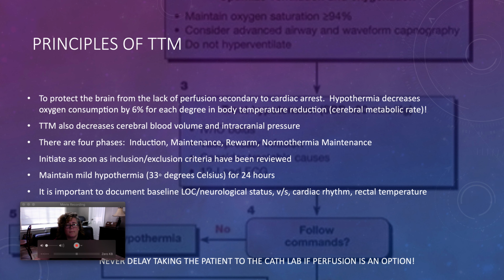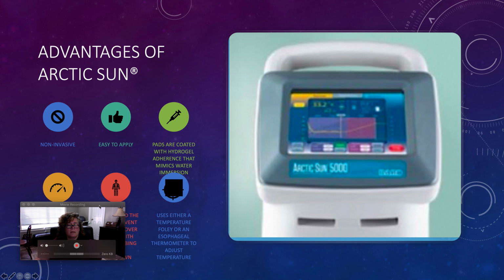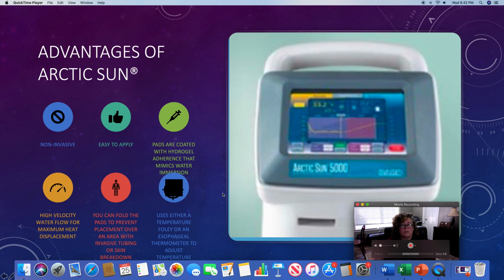Okay. So let's talk about some advantages of the Arctic Sun. That's what we currently use at our facility to initiate TTM. It's very easy to apply. It's non-invasive. The way the pads are coated with the hydrogel and the water, the way the water goes through the high velocity water flow, it actually mimics water immersion. One thing that's unique as well is that these pads, you can fold them over on themselves and they still function as a cooling mechanism.